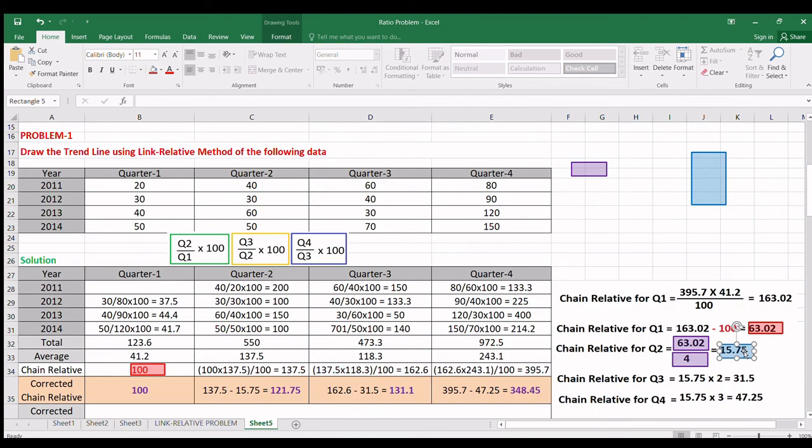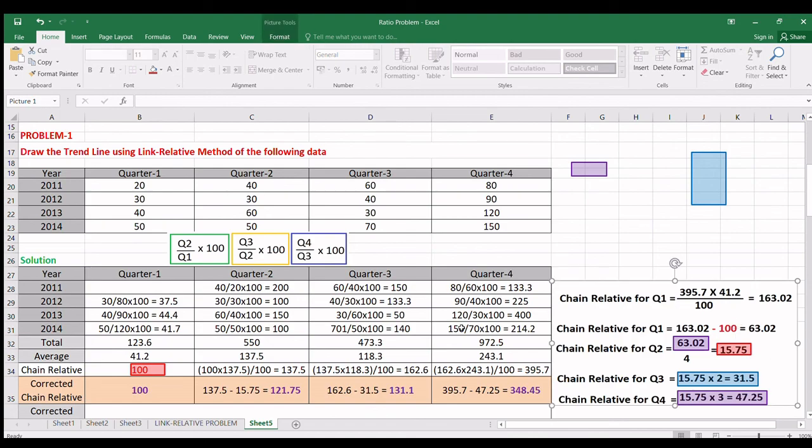So this 15 I have to subtract from the quarter 2, 15.75. For quarter 3, this 15.75 you have to multiply with 2. Next, for quarter 4 you have to multiply this 15.3 by 3. Whatever values you get, you have to subtract from quarter 2, quarter 3 and quarter 4.